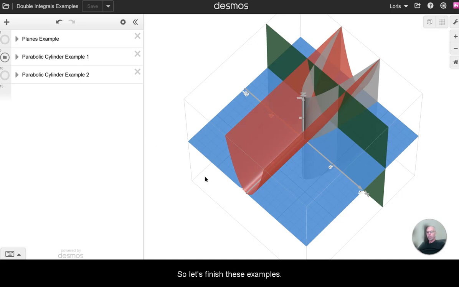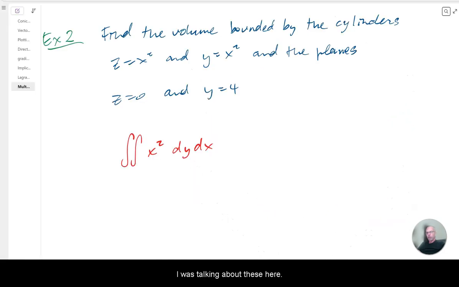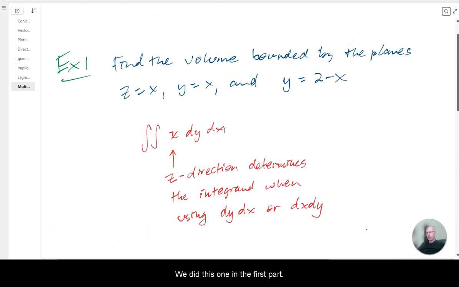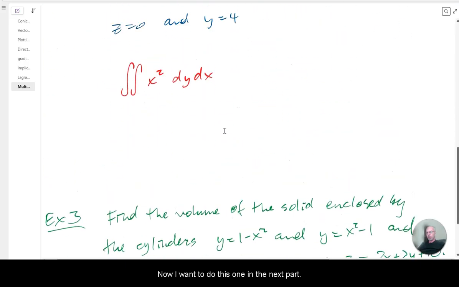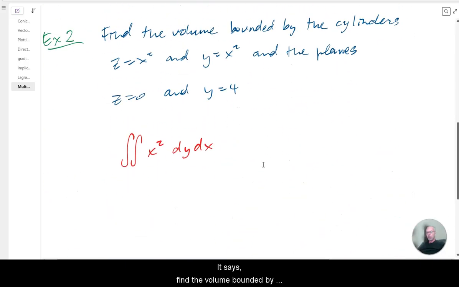So let's finish these examples. I was talking about these here. We did this one in the first part, and I want to do this one in the next part. It says, find the volume bounded by the cylinder z equals x squared and y equals x squared, and the plane z equals 0 and y equals 4.